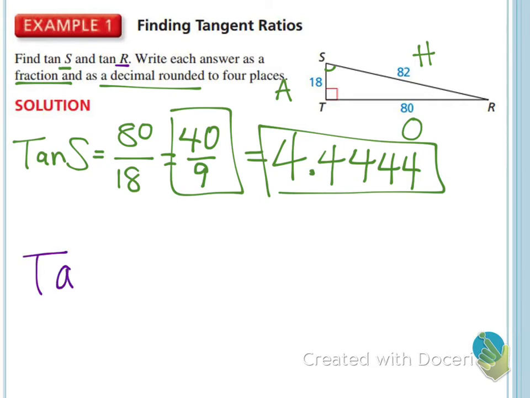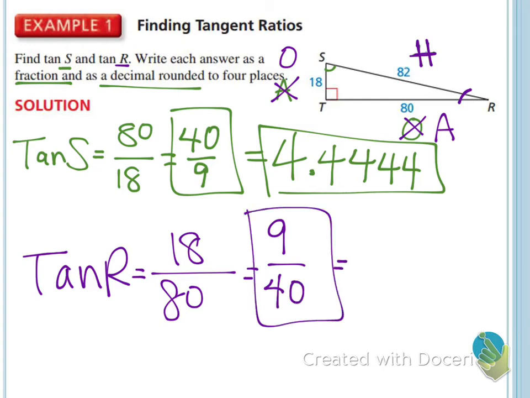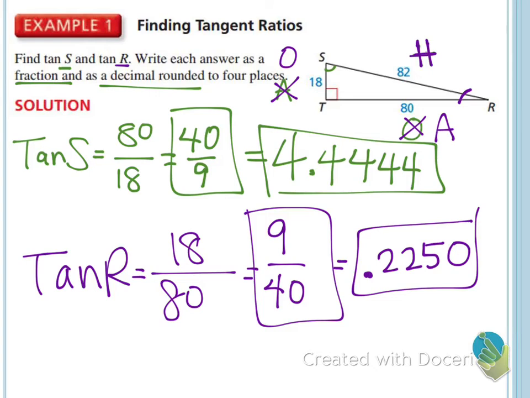We're gonna find tangent from R. So I'm gonna change the color to purple so you can kind of see. Is my hypotenuse gonna change? No. But my opposite will change. What's my opposite now? 18, and my adjacent is 80. So opposite is 18. Adjacent, we said, was 80. This reduces to 9 over 40, which is what decimal? 0.225. You can put a 0 at the end if you so choose. You also don't have to.